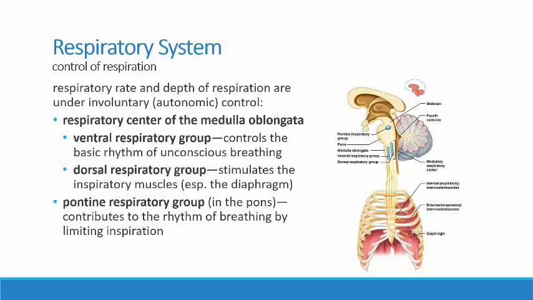In the medulla, we have the respiratory center composed of two groups of interneurons. The ventral respiratory group sets and controls the basic rhythm of our unconscious breathing, and the dorsal respiratory group is responsible for stimulating the inspiratory muscles, especially the diaphragm.